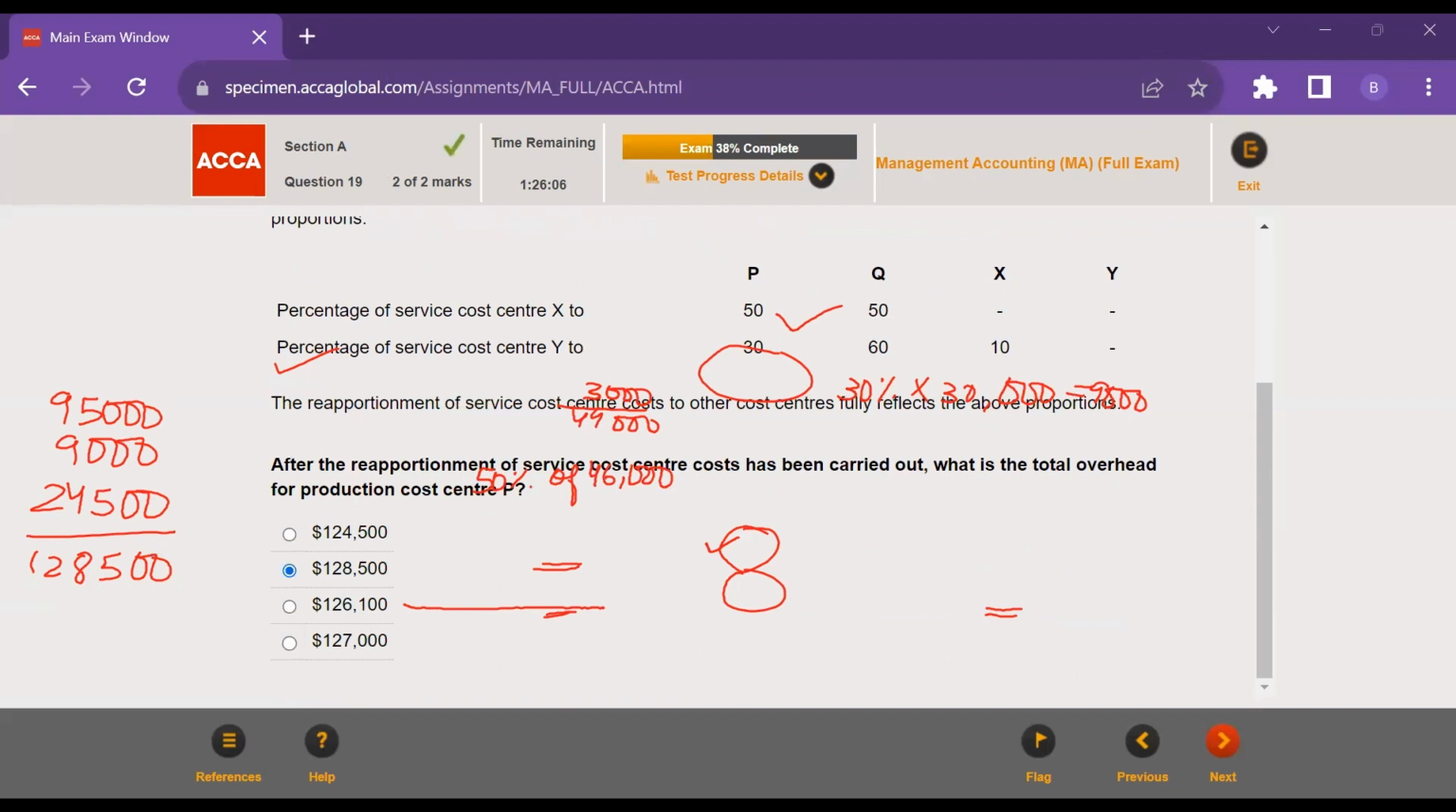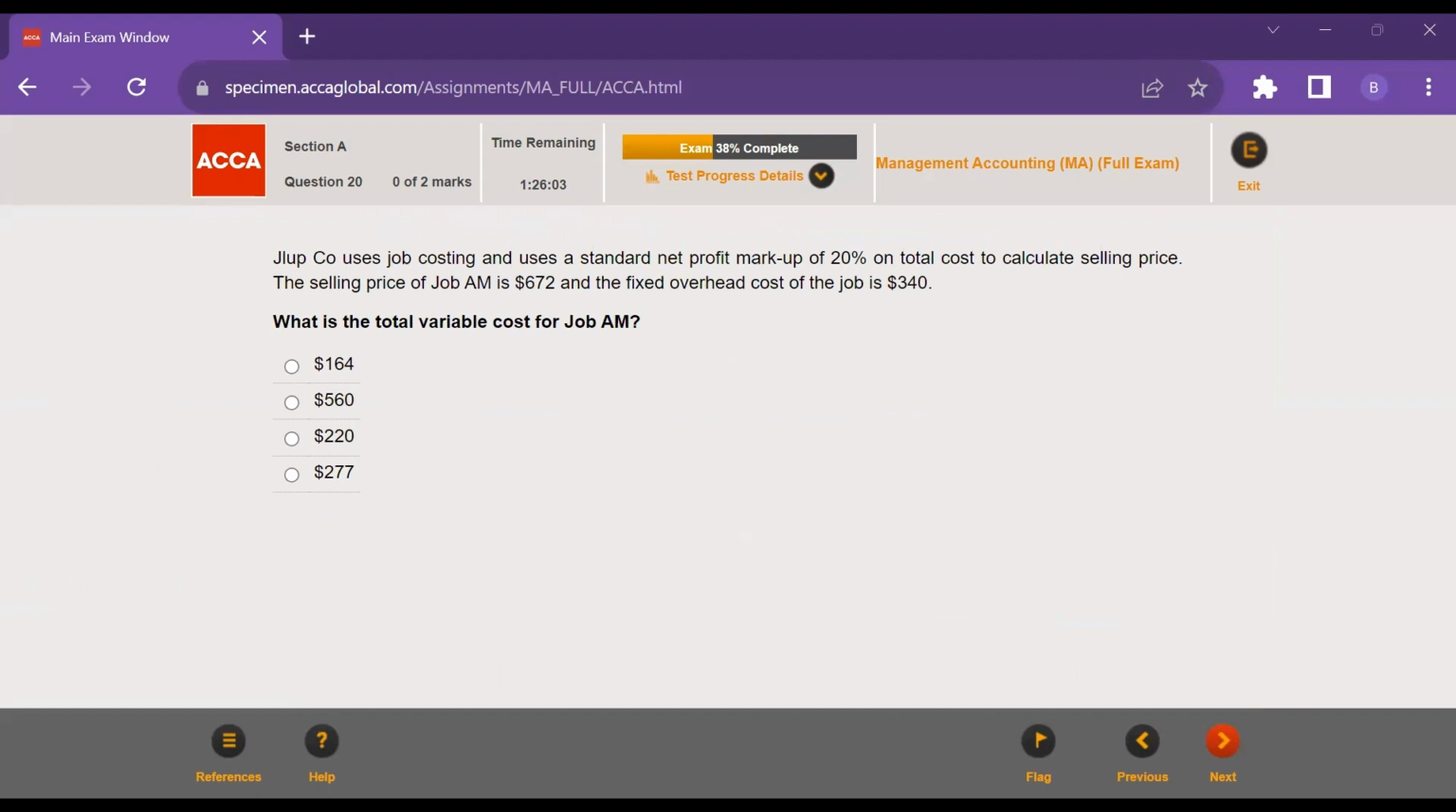Now moving on to the next one. Right. So, J company uses job costing and uses a standard net profit markup of 20% on total cost to calculate the selling price. Now, the selling price is given as 672 and fixed overheads are 340. So we have to find how much is the variable cost for this job.